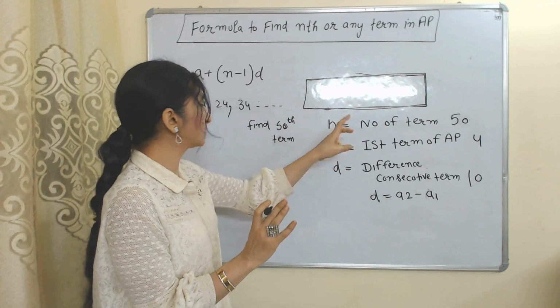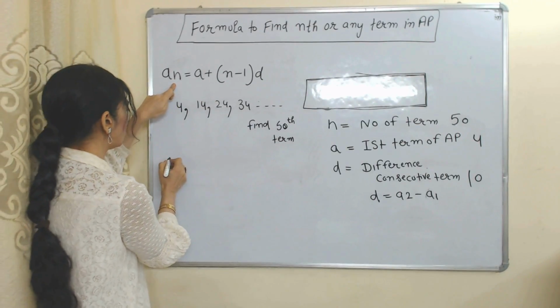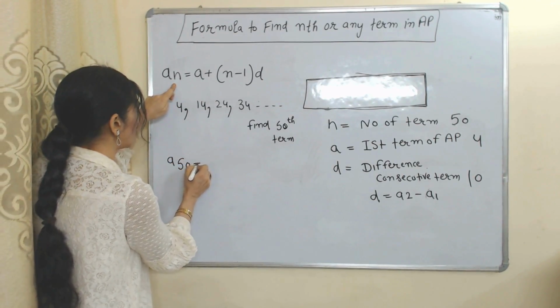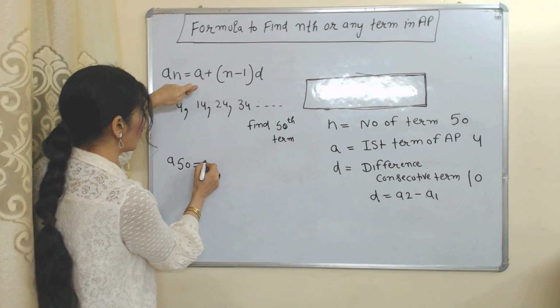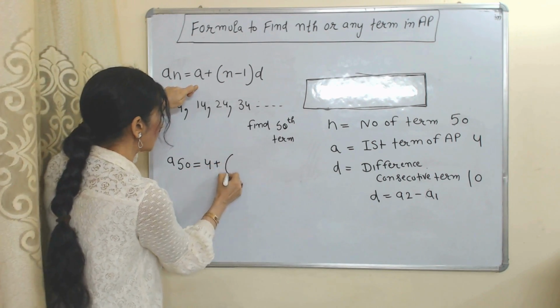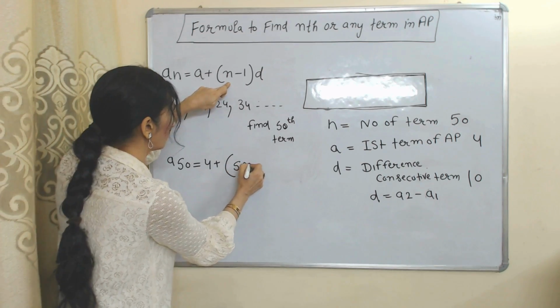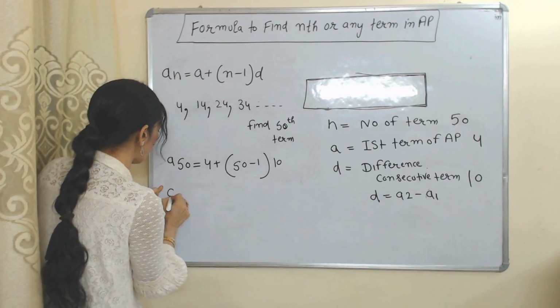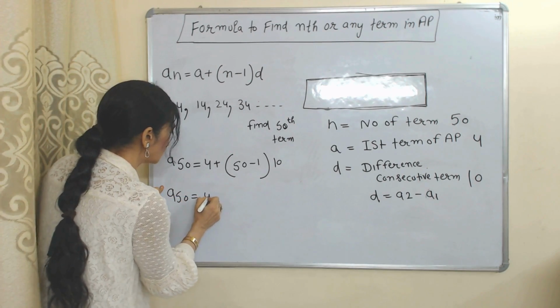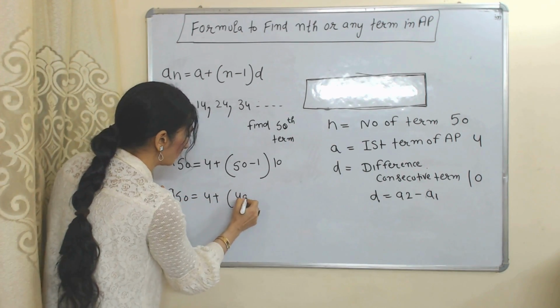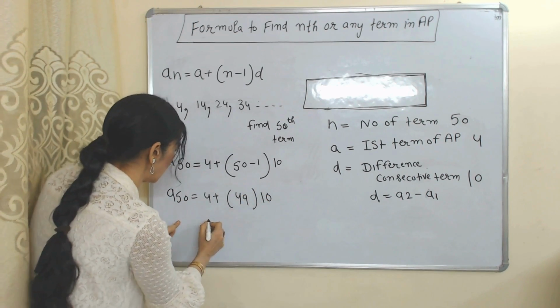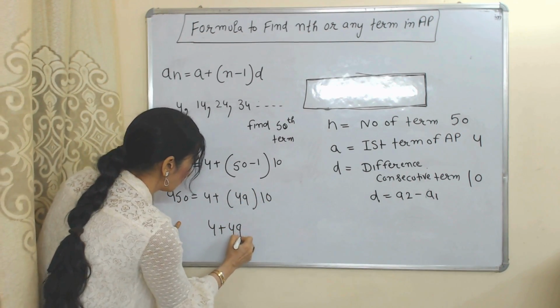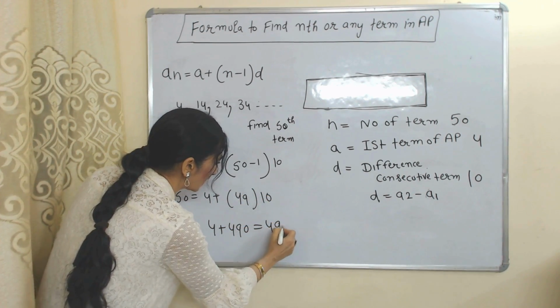Now we will put all these values in this formula. In place of n we will put 50. In place of a we will put 4. Again in place of n we will put 50. In place of d we will put 10. Now we will solve this, and when we solve this it will become equal to 494.